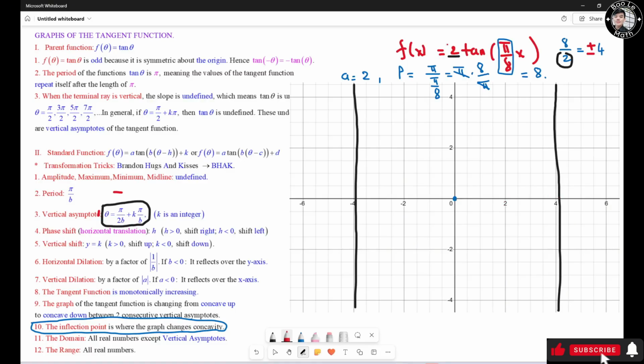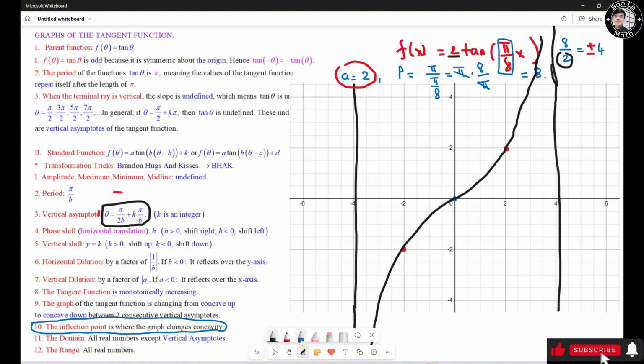And then we look at a right here. a equals 2, so you just go up by 2. So it's going to be right here. Same thing on the left hand side, you go down by 2, so it could be right here. Now you just connect these 3 points and you get the graph of the tangent function. Remember that it's not a straight line. It should be concave up right here, and this guy should be concave down right here.